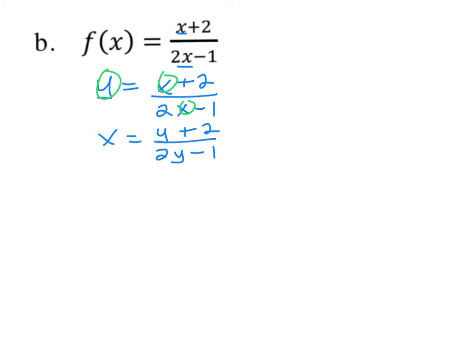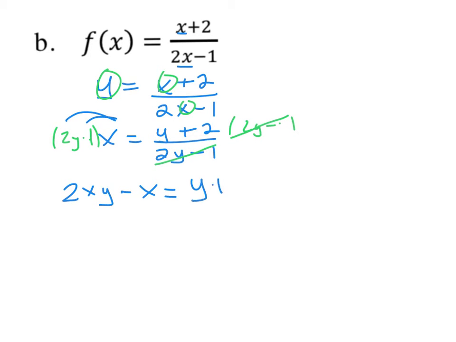So to get rid of this 2y minus 1, the first thing we're going to do is multiply 2y minus 1 by both sides. And when we do that, that actually eliminates that on this side. And now we're going to distribute x to both of these. So we have 2xy minus x equals y plus 2.